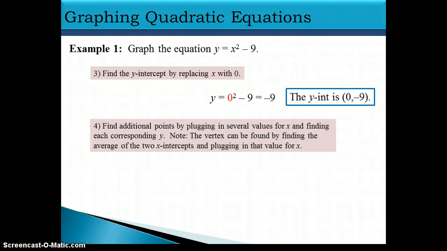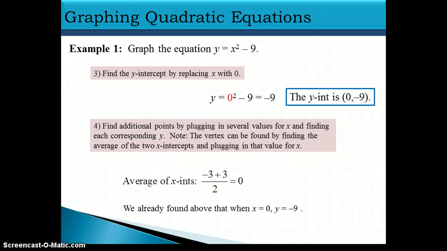Next, we need to find additional points, including the vertex. So remember, the vertex can be found by finding the average of the two x-intercepts, which remember were negative 3 and positive 3 for this example. So averaging them means we add them together and divide by 2. Well, negative 3 plus 3 is 0, and 0 divided by 2 is 0. So our vertex has an x-coordinate of 0.